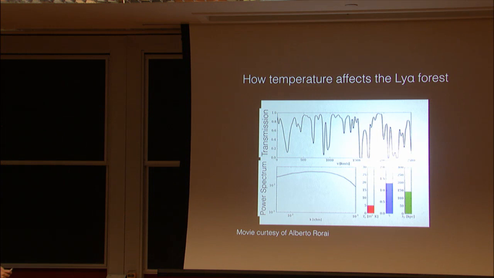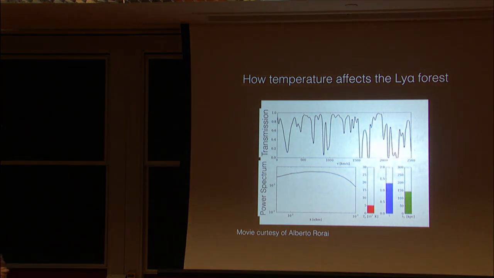Okay. So first, I've told you a lot about temperature, but I haven't told you how you measure temperature from the Lyman alpha forest. The principle for how you measure temperature is pretty simple. So here's a skewer through a simulation, a mock Lyman alpha forest skewer. I'm going to run this movie, and it's going to vary the temperature at the mean density of the universe.